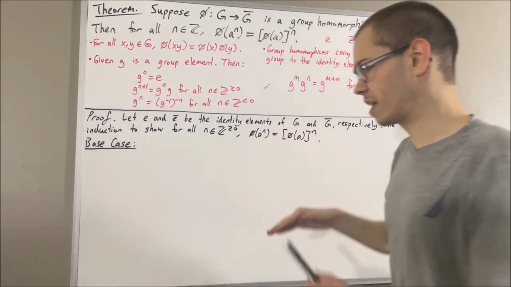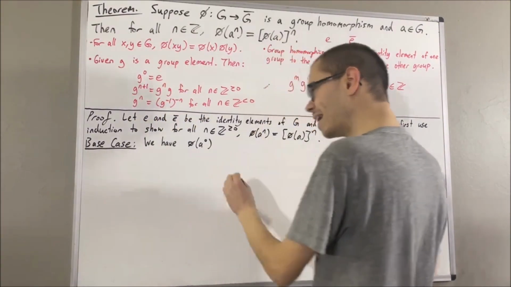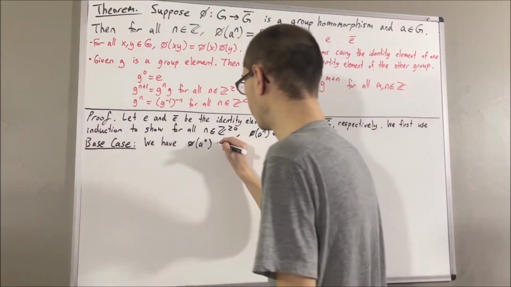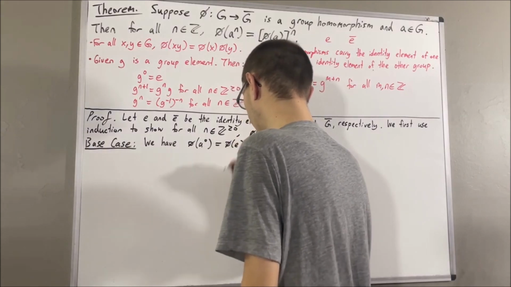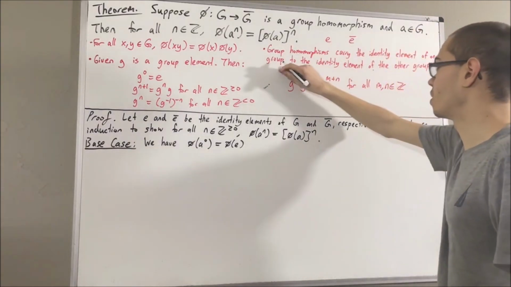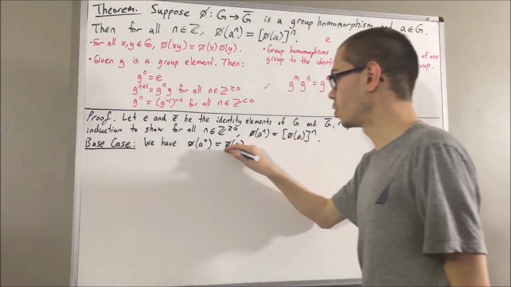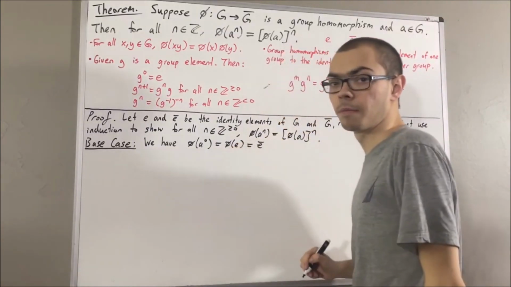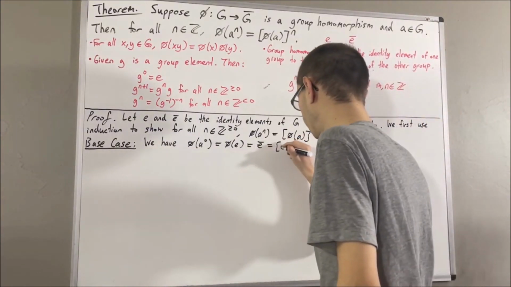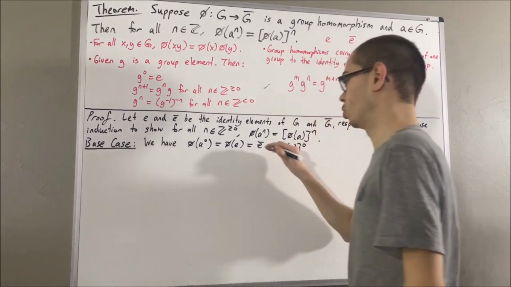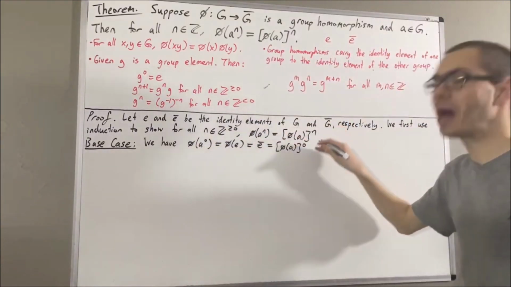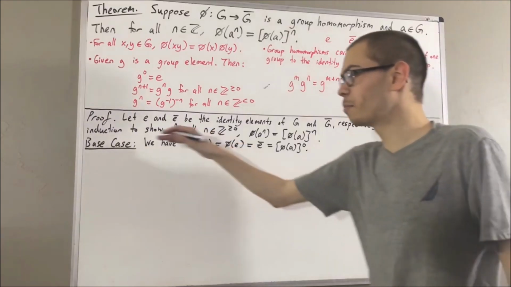So let's start out by writing the left-hand side. Any element of G to the power of 0 is the identity element of G. So this must be phi of e. And we know that group homomorphisms carry the identity element of one group to the identity element of the other group. So phi of e must be equal to e bar. But any element of G bar to the power of 0 is equal to e bar. So in particular, phi of a to the power of 0 must be equal to e bar. So this shows that phi of a to the power of 0 is equal to phi of a to the power of 0. This completes the base case.